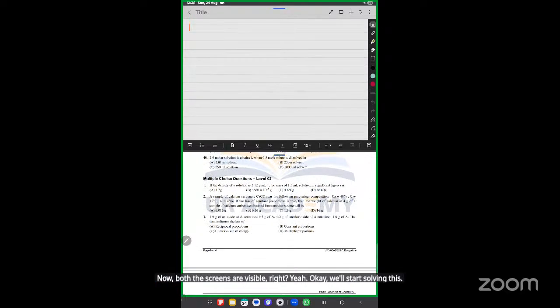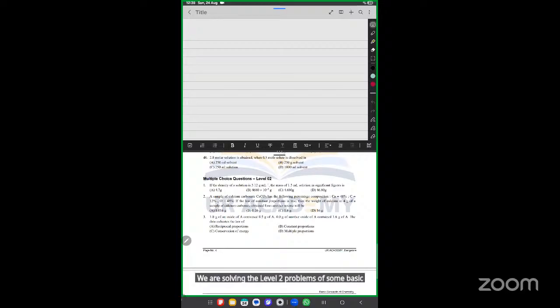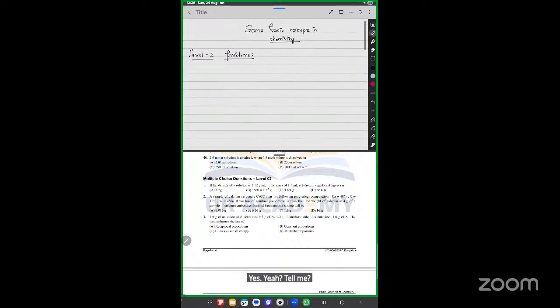Okay, we'll start solving this. We are solving the level 2 problems of some basic concepts in chemistry. Ma'am, are you sending the solutions on WhatsApp or should we copy it down? I will send you the same copy.